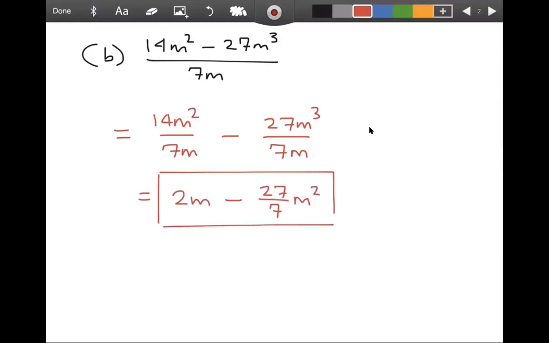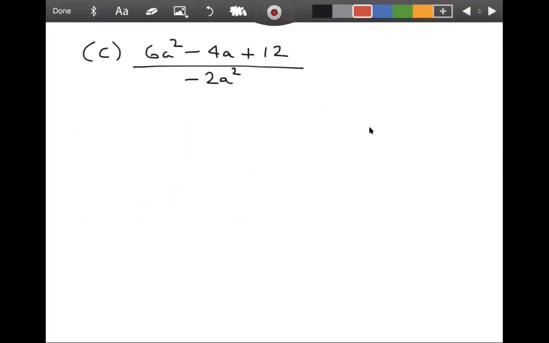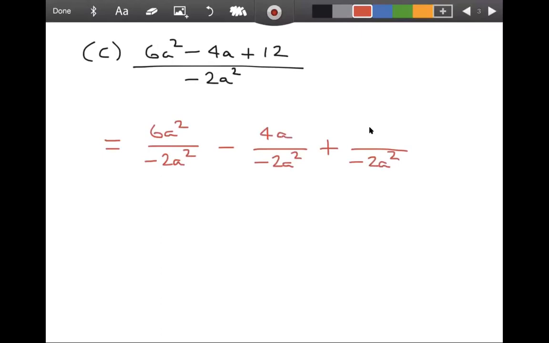All right, and finally, we have 6a squared minus 4a plus 12 all over negative 2a squared. So one more time, this time we're going to make three fractions, each with denominator negative 2a squared. And the numerators are going to be 6a squared minus 4a plus 12. All right, 6a squared divided by negative 2a squared is negative 3.